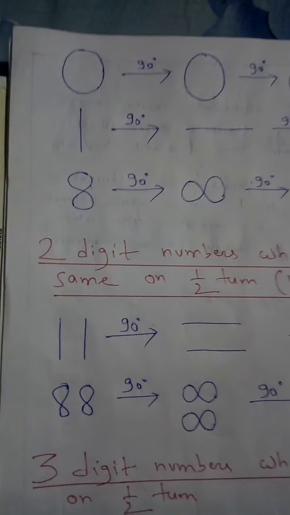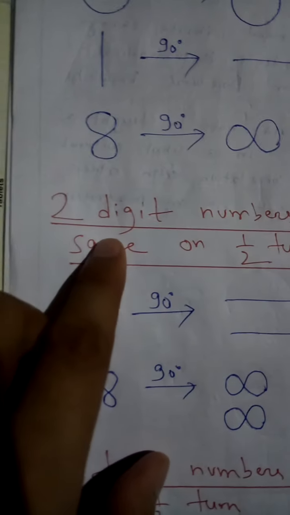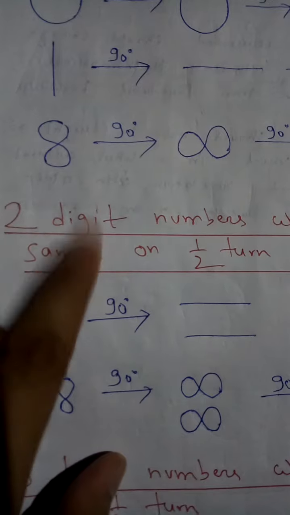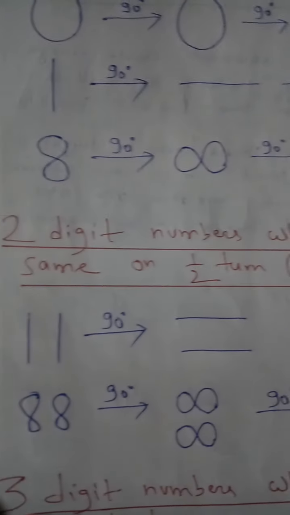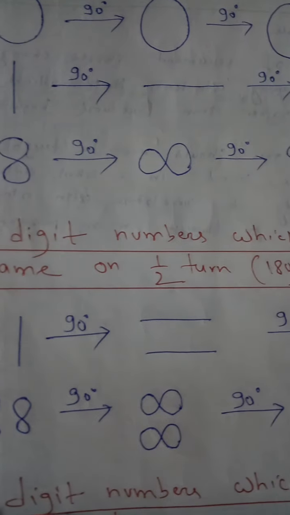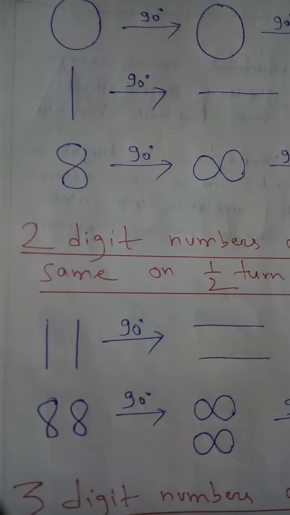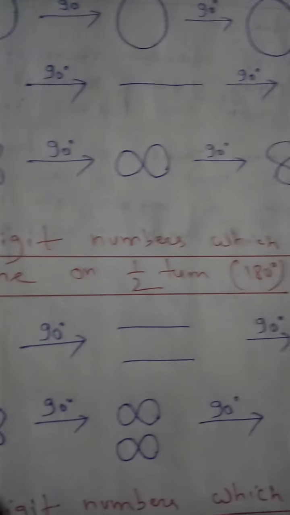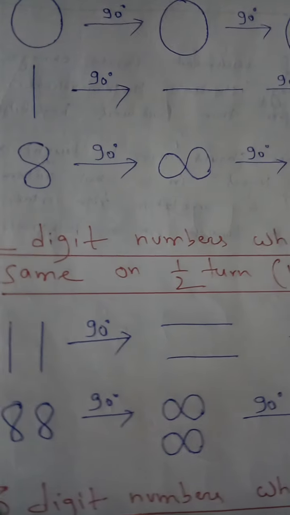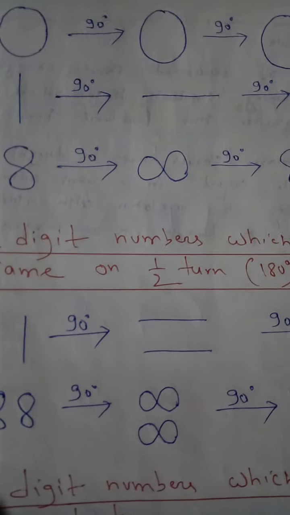Now the next topic is 2-digit numbers which look the same on a half turn, that is 180 degree turn. So there are 2 such numbers.